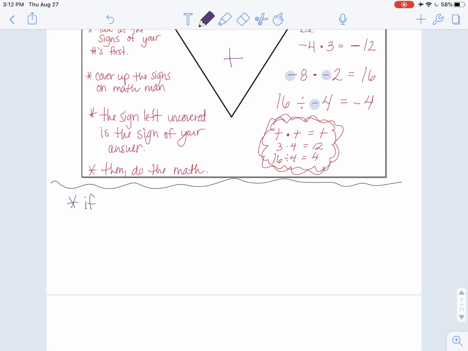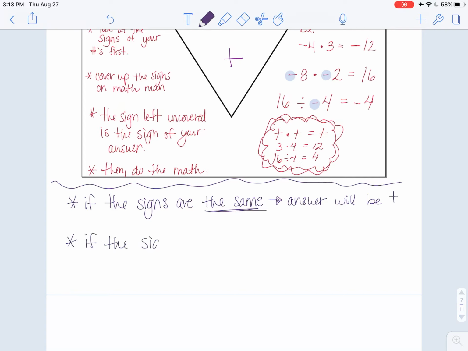Another thing you can think about when you're talking about multiplication and division with negative signs is, so we'll draw that little line. If the signs with two numbers are the same, either negative, negative, positive, positive, my answer will be positive. So a negative times a negative is a positive. A negative divided by a negative is a positive. A positive times a positive is a positive. Positive divided by a positive is a positive. So if my signs are the same, my answer is going to be positive.